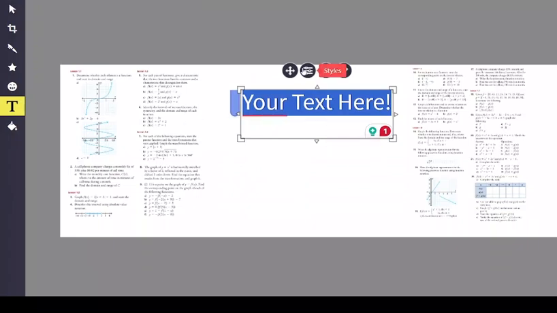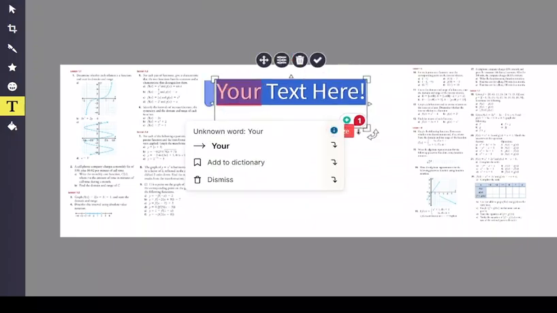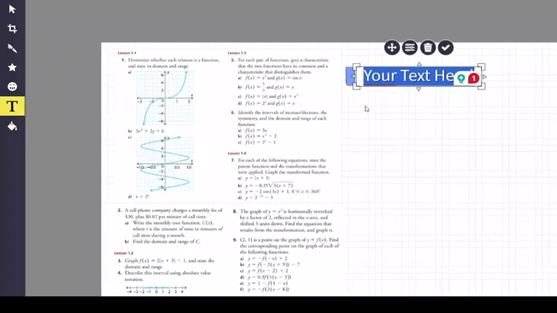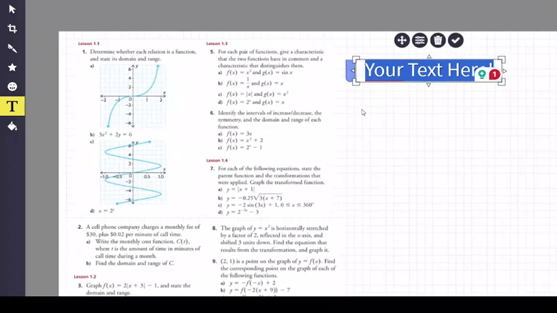Okay. Let's go ahead and do question 1. Our text is a little bit too big, which I don't want. So Unit 1, we're going to start up simple. Determine whether each relation is a function and determine its domain and range. So let's go ahead and get started on this.